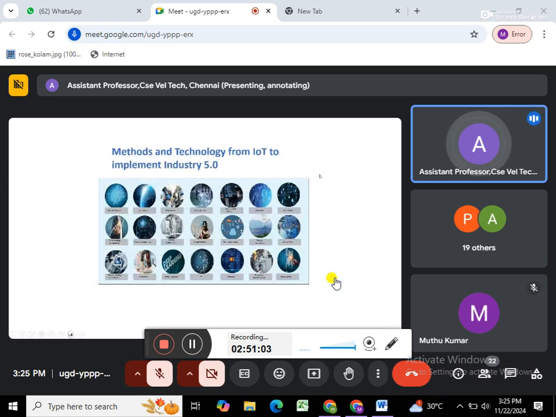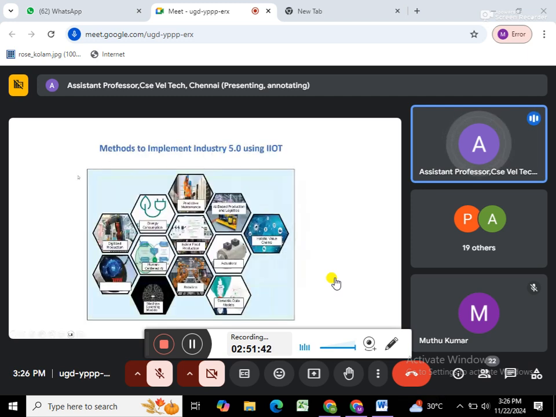There are many methods available, starting from neural network simulation, digitalization, augmented reality, big data, algorithms, digital twin, and energy harvesting, which is gaining popularity. Virtual reality has many opportunities nowadays. There are also machine learning, cloud and fog computing, deep learning, AI, sensors, virtualization, and predictive maintenance. These are the technologies we use along with IoT to implement Industry 5.0. Similarly, there are some methods to implement Industry 5.0 using the Industrial Internet of Things.